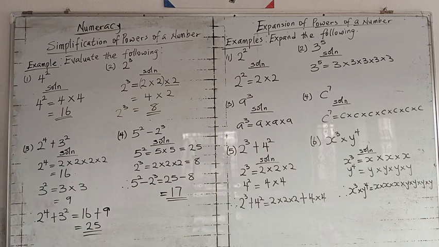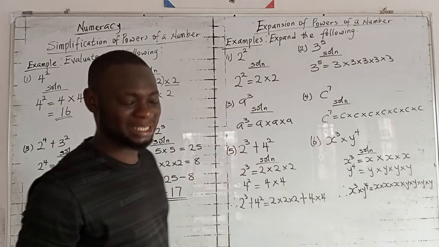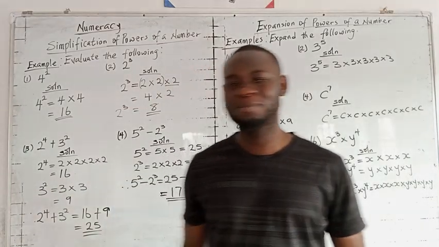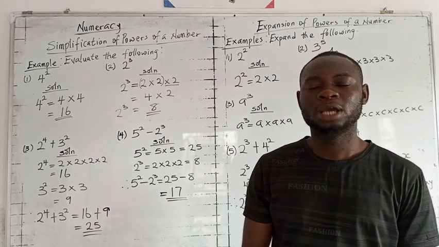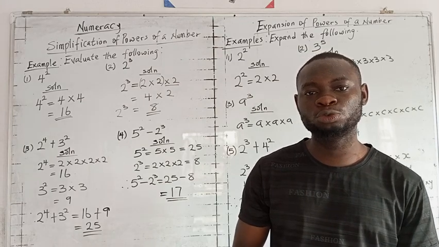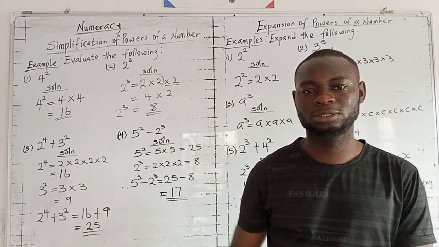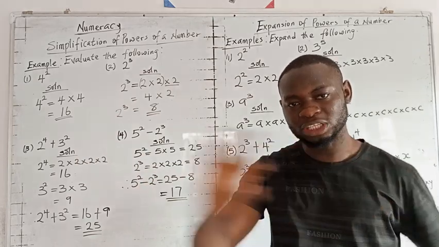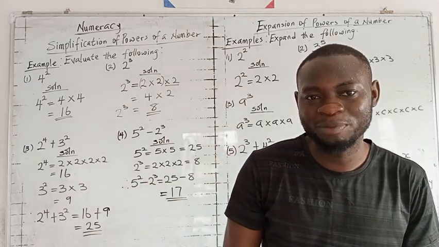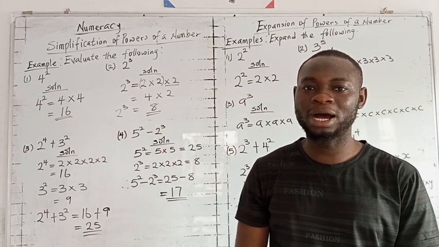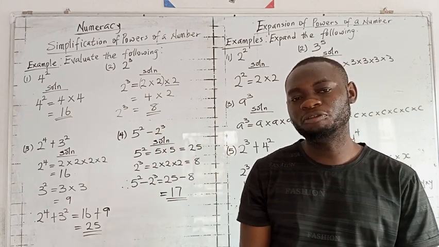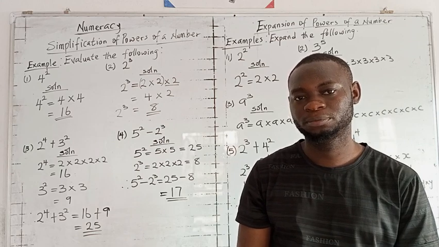So that is it about simplification of powers of a number. Alright? You see how interesting this particular concept is. It's just two things. One, expand the numbers. Two, simplify the number. And simplifying the number means to multiply out. After expanding the number, you multiply. And by now, I believe we know our multiplication table. So you see why I said in the beginning that powers of a number is simply an application of multiplication. Alright?